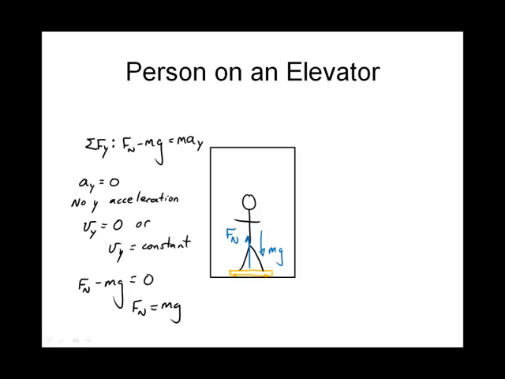But if you push the button to go up, then in order to go up there's going to be an acceleration in the positive y direction. Now in this scenario, Fn minus mg is equal to m times a, where a is the y acceleration. And so the normal force is equal to ma plus mg. So notice the scale is going to read more than your weight, because it's going to equal the mass times the acceleration that you have plus the weight that you have.